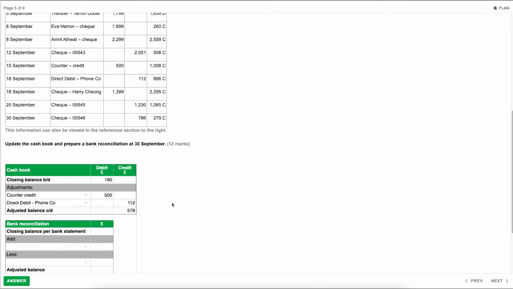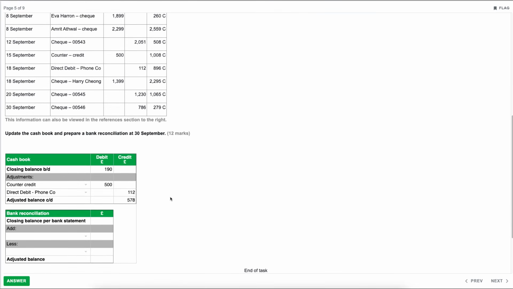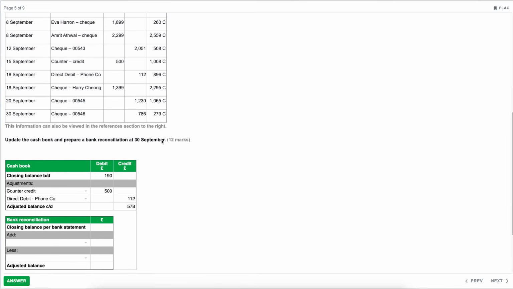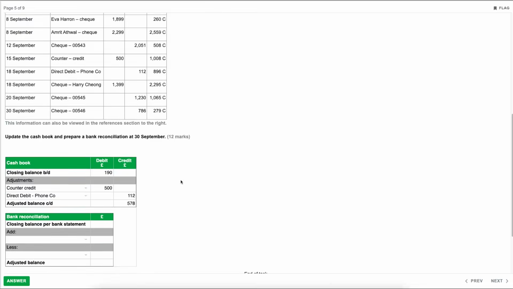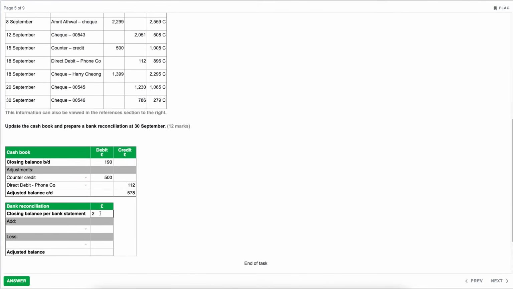Okay, so that is step one. We now need to do our bank reconciliation. So our closing balance as per the bank statement was £279. So we can get that in. So 279. Okay. And remember, we want to add on any income yet to come onto our bank statement and deduct any expenditure, so any outgoings, again, that's not yet come onto our bank statement.